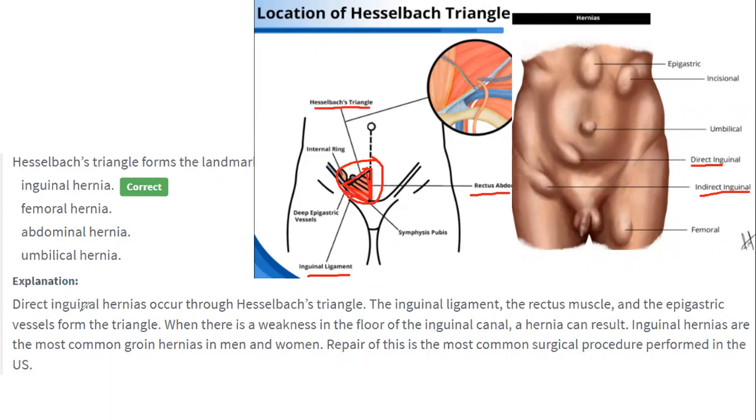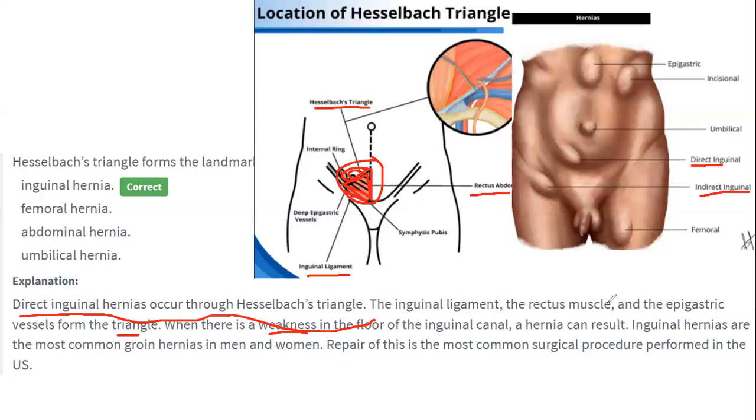So a direct inguinal hernia occurs through Hesselbach's triangle. So this is the information we need to learn from here. Inguinal ligament, this one. Rectus abdominis muscle here. And the epigastric vessel, this is the epigastric vessel here. They form this triangle. When there is a weakness in the floor of the inguinal canal, a hernia can result.